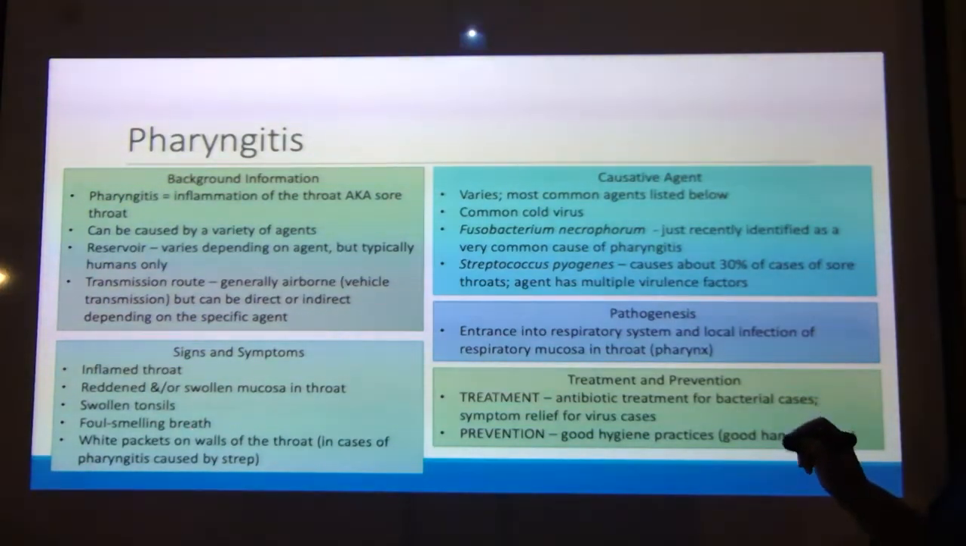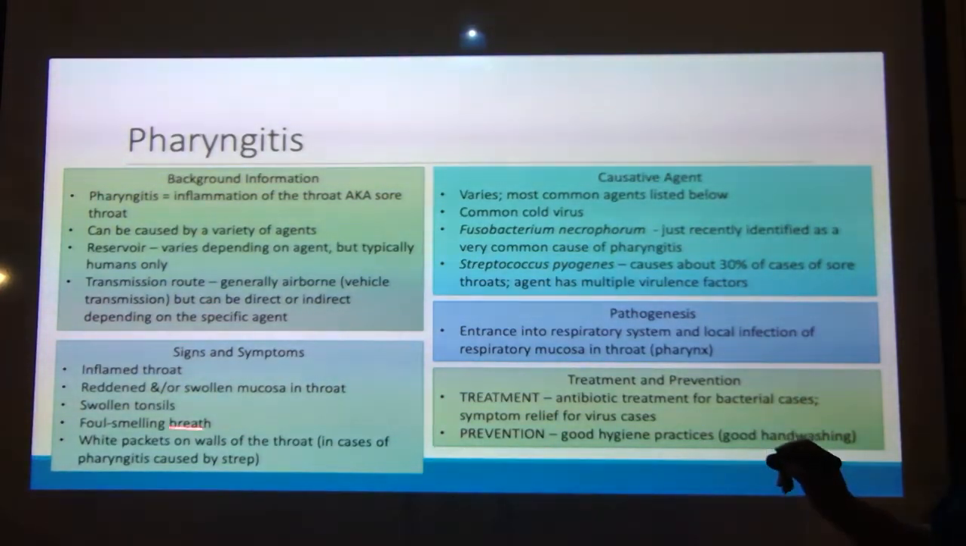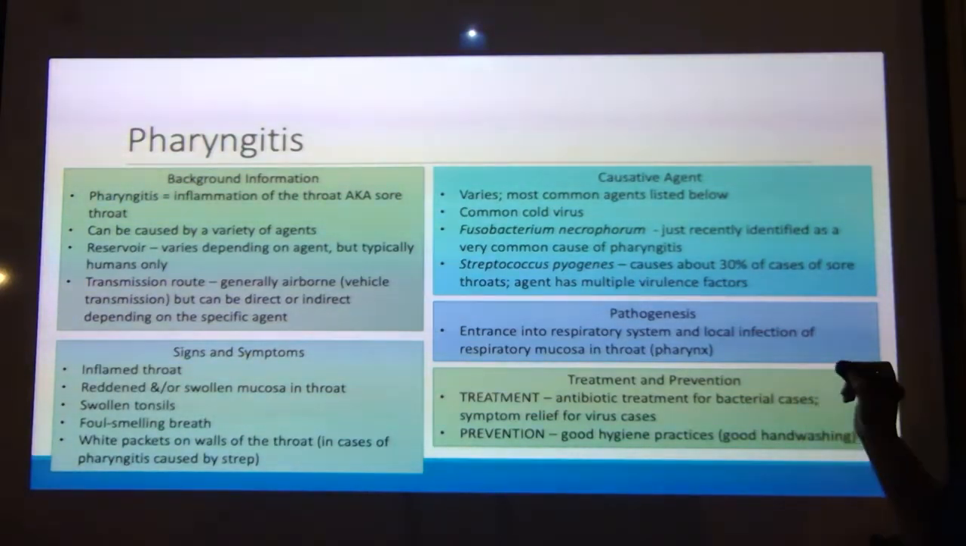Foul smelling breath. Usually if somebody has a throat infection, there's a very distinct odor to it, and there can be white packets on the walls of the throat. People usually say there's pus in their throat. In the case of pharyngitis, it's usually caused by some type of strep infection.